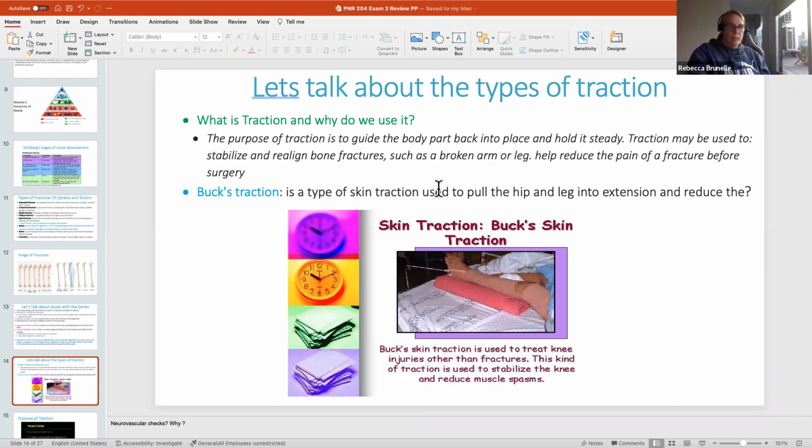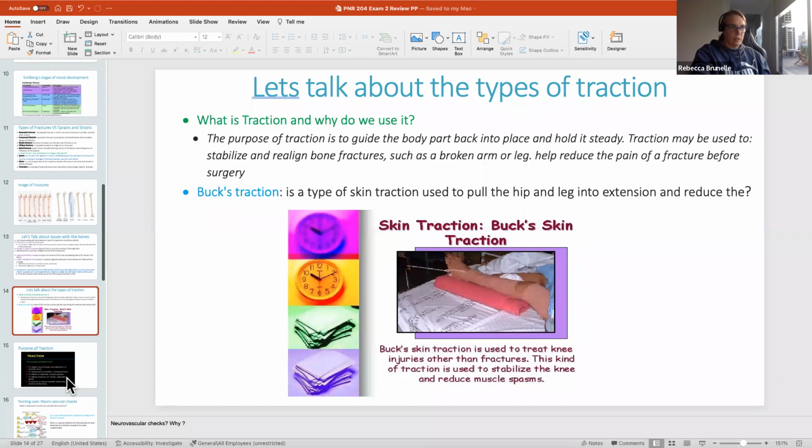So in kids over 30 pounds, we do talk about Buck's traction, and it's primarily used to treat knee injuries. It is a type of skin traction, so you don't put any pins into the bone with Buck's traction. And then for the younger kids, I know we talked about in class, there's one called Bryant's traction. That's for a femur fracture where the legs and buttocks get pulled up into the air. So there's a couple different types of traction in children.